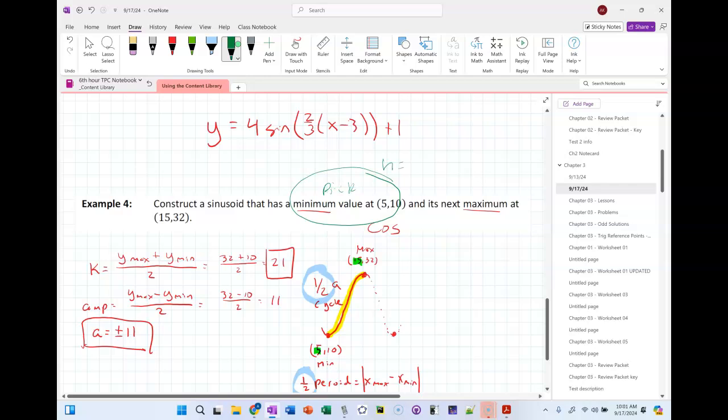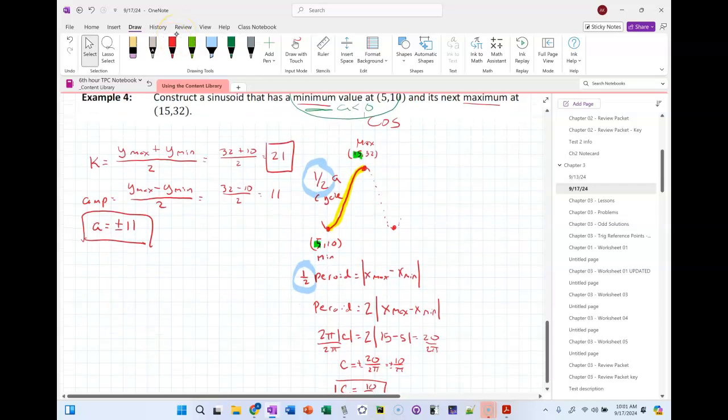That tells me the H is 5. And because it's a minimum, it tells me that the A is negative. If I had chosen the other point, you also get a correct answer. It would just tell you that the H would be 15 and the A would be positive because it's a maximum. Everybody feel good there?